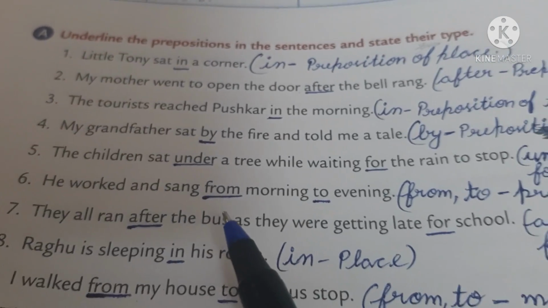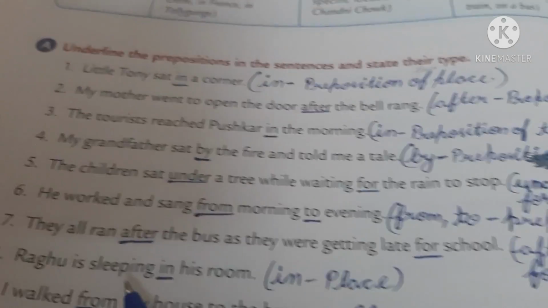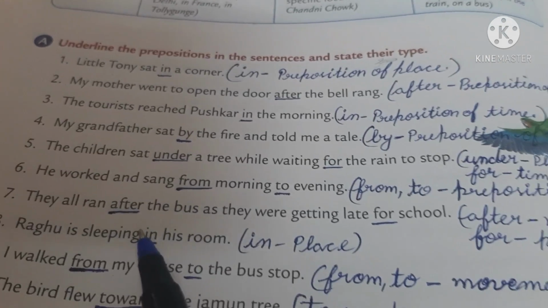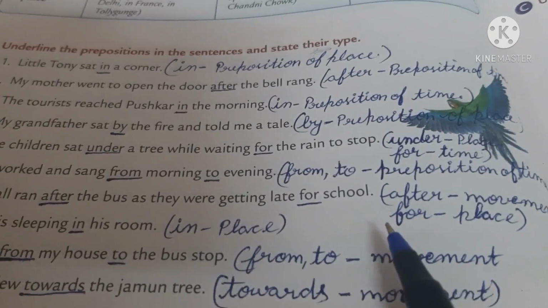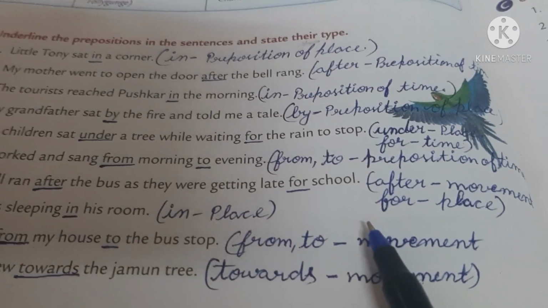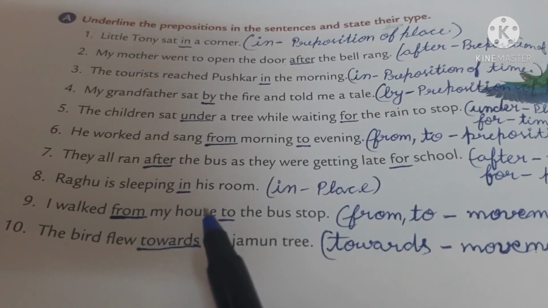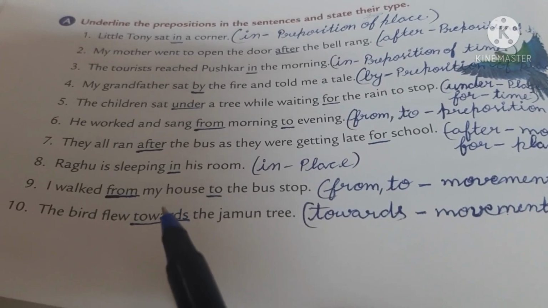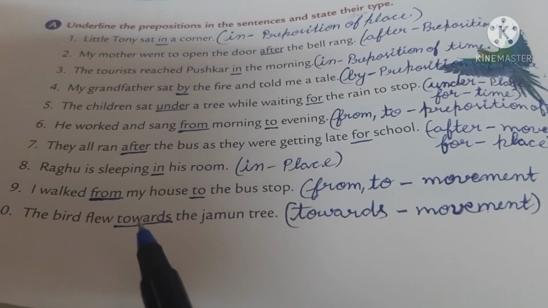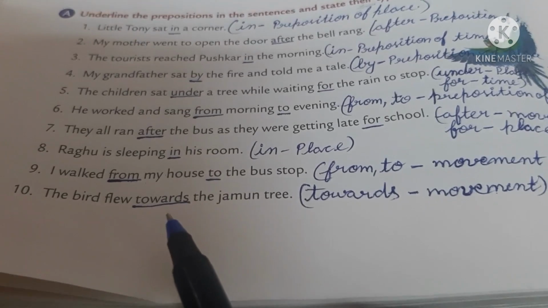He worked and sang from morning to evening. From and to is preposition of time. They all ran after the bus as they were getting late for school. So after is preposition of movement, and for is preposition of place. Now Raghu is sleeping in his room. In is preposition of place. I walked from my house to the bus stop. From and to are the preposition of movement. The bird flew towards the jamun tree. Towards is preposition of movement.